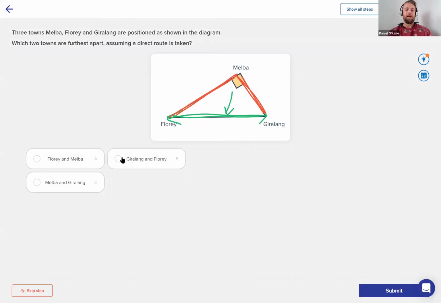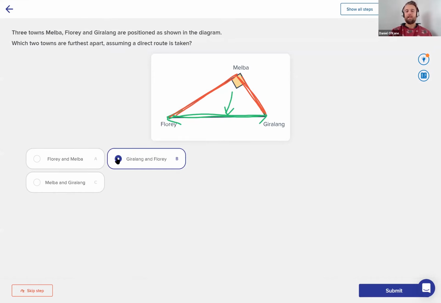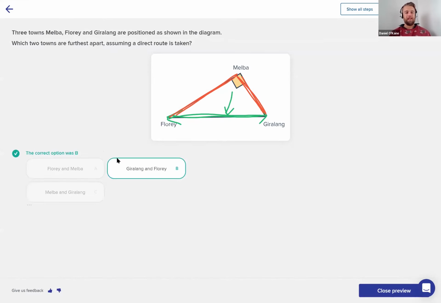Some people, like Aaron, Brendan and Ray, answered the first option by accident and then changed their answer. Well done if you managed to change your answer before I told you the answer. The correct answer is option B, from Giralong to Florey.